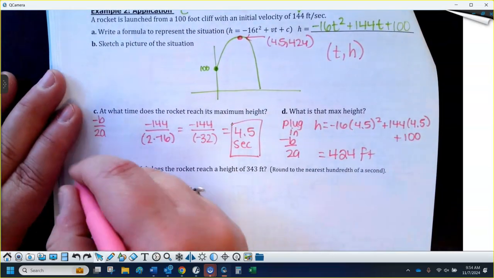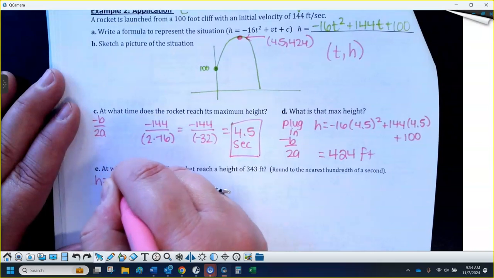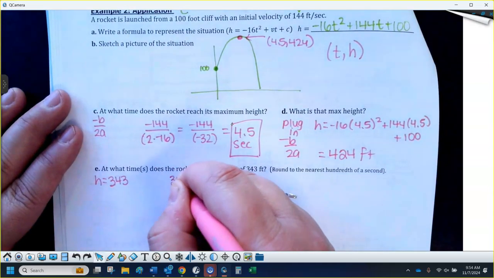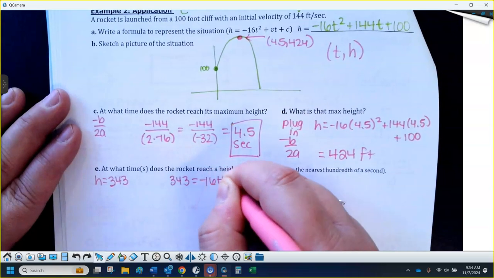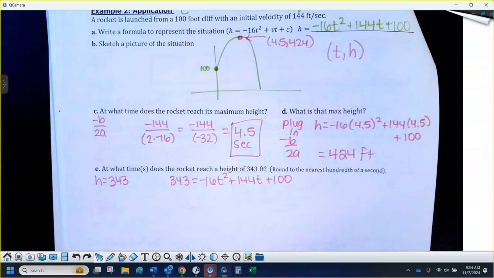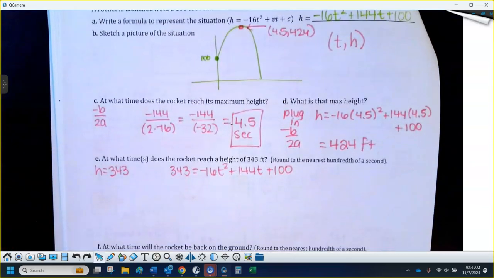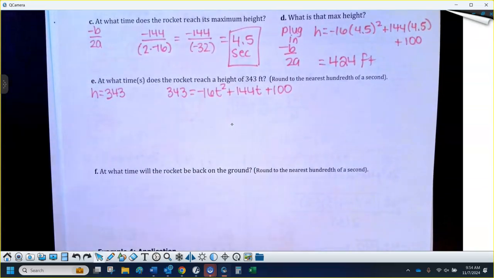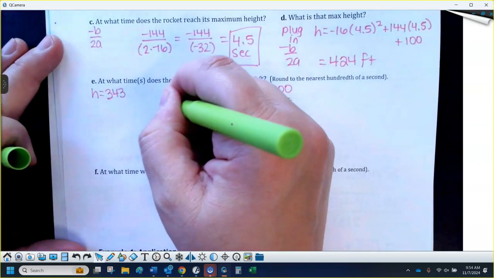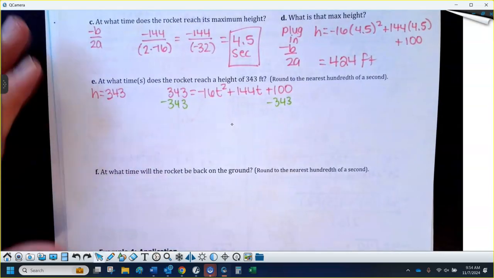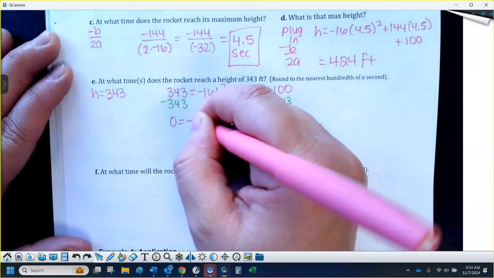Here's all you have to do. We want to know when the height is 343. So I'm just going to plug 343 in for h in the formula. So it's going to be 343 equals -16t squared plus 144t, and then plus 100. To actually solve this, the easiest thing I can tell you to do is set it equal to 0. So to do that, I've got to subtract the 343. And then we end up with a quadratic set equal to 0.